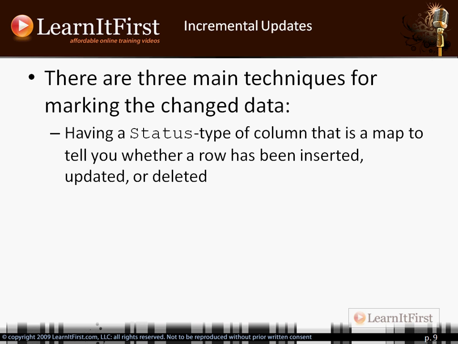Number one would be having some type of a column whose sole job is to tell you whether this is a new row, an updated row, a deleted row, or that the row hasn't changed at all. I'll show you an example here on the next page.